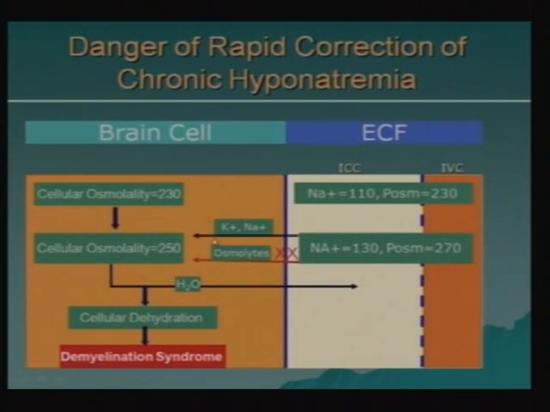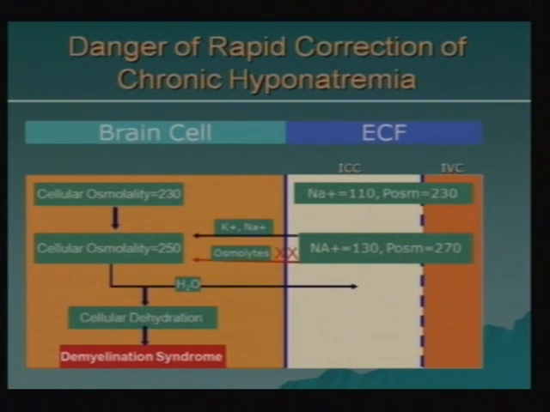Initially, the patient was symptomatic because of brain edema, cellular edema, due to hyponatremia. Now, on correction, the water starts moving out and there is shrinkage of the cells. So the patient becomes symptomatic because of cell shrinkage, and the shrinkage can be to such an extent that it can produce demyelination syndrome. All of you have heard of CPM, central pontine myelinolysis, and that term is quite okay.